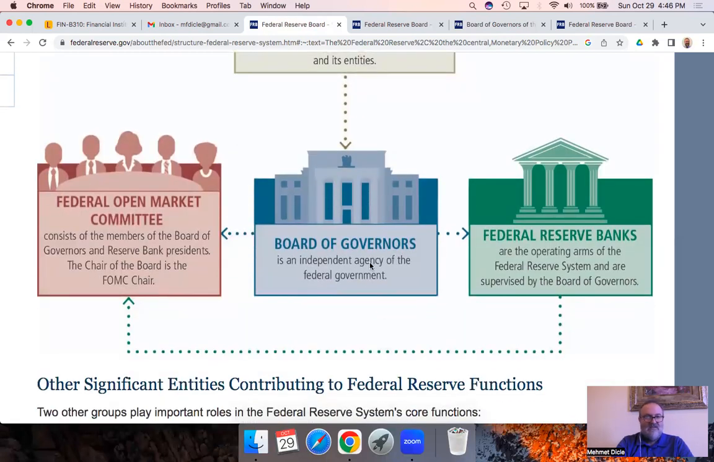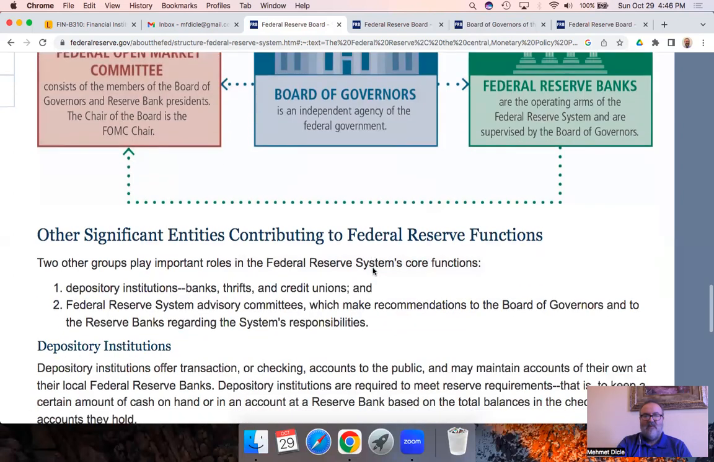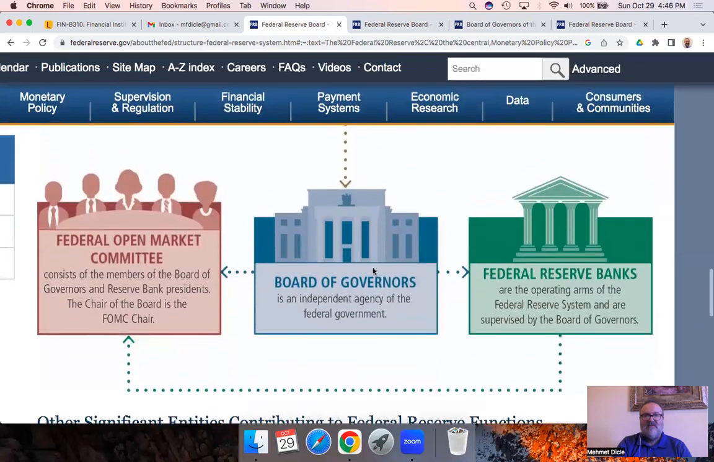The Board of Governors is in the center of the entire Federal Reserve System. Within that, they actually have the 12 banks that make up the Federal Reserve System. There's a special committee called the Federal Open Market Committee, which consists of the members of the board, and then we actually have quite a few special members in that. So I'll talk about that on Wednesday.